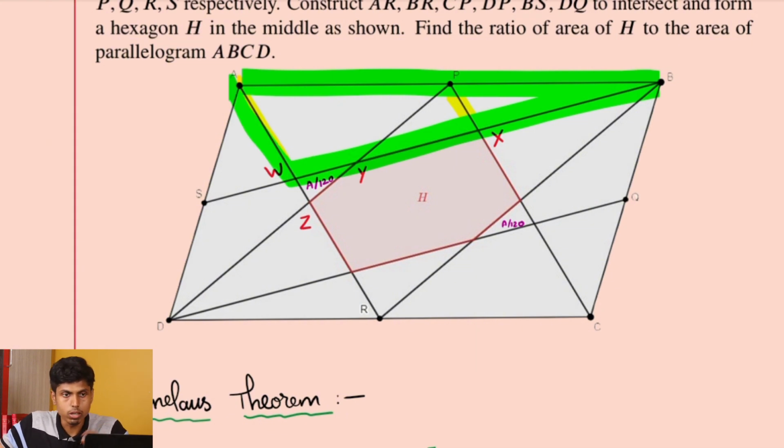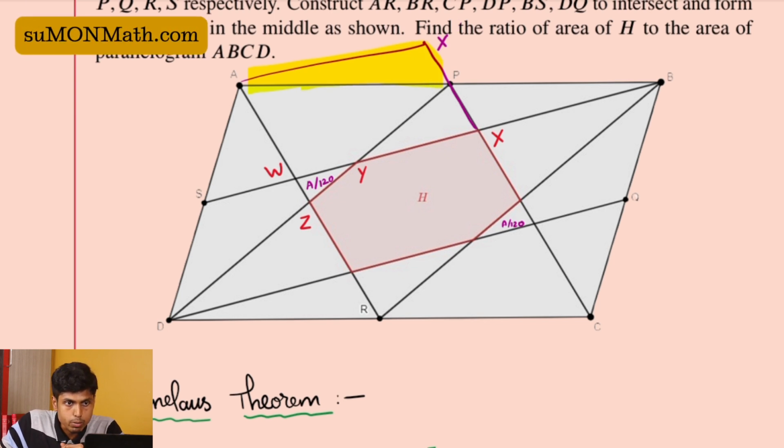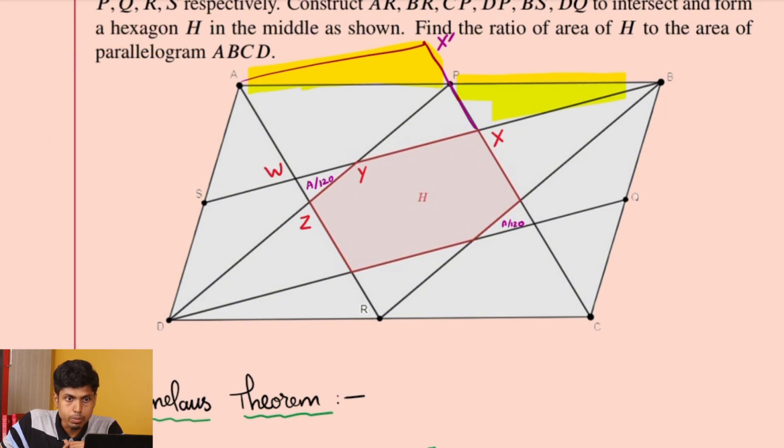PX is half of AW, and also it is parallel. So if I reflect X upon P, I would get X prime. And if I join X prime to X, it would be equal, as it is double the length, and it will also be parallel, therefore forming a parallelogram. So A X prime X W is a parallelogram. Now these two triangles, A X prime P, you should note that this is X prime, not X, this triangle is congruent to BXP.